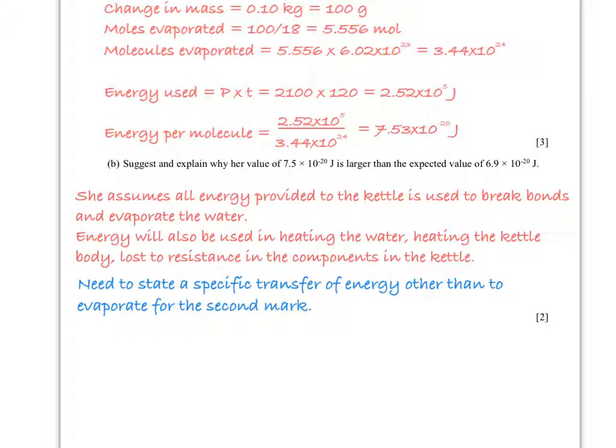Importantly, you need to state one of those specific transfers rather than just evaporating, rather than just some energy lost to the surroundings, or something vague like that, in order to get both marks.